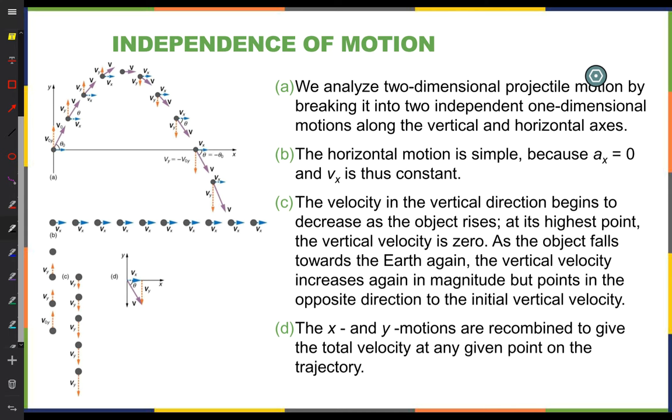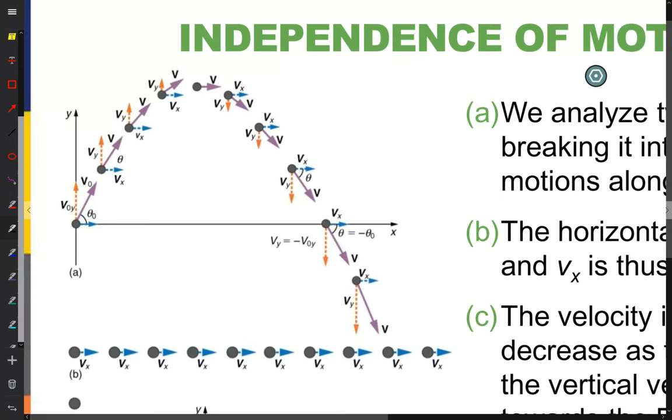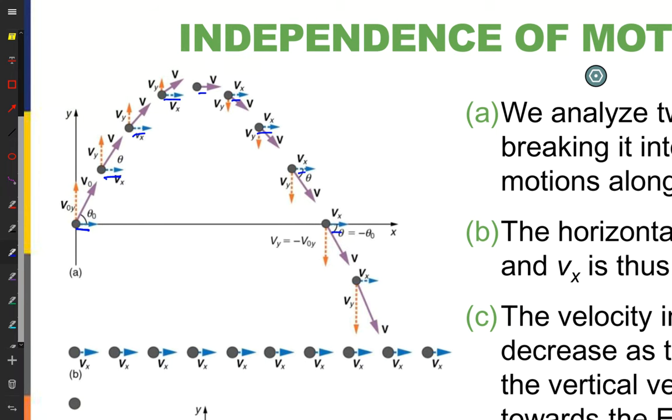So, this picture here is showing funny things, but what you're supposed to note is on this trajectory, the horizontal portion, the blue portion here, is the same length for each one of these. But the vertical portion goes up, is 0 at the top, and then goes down. That's changing because of the acceleration of gravity. The horizontal component is staying the same because there's no horizontal acceleration.